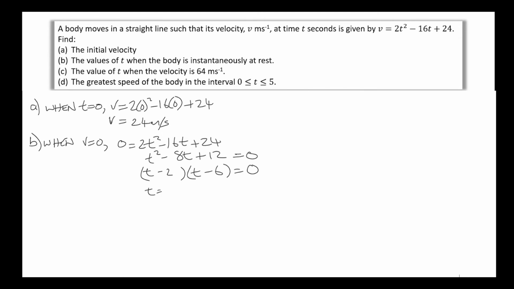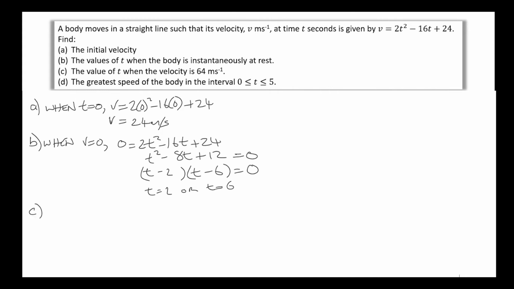So if these are the brackets, then we solve to get time is 2 seconds or time is 6 seconds. So there are 2 times when this body will be instantaneously at rest, after 2 seconds and after 6 seconds. Part C of the question says the value of t.